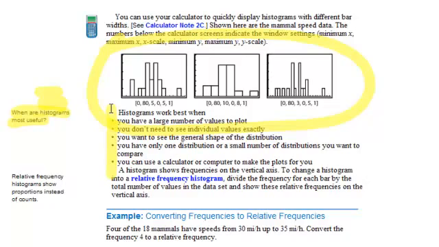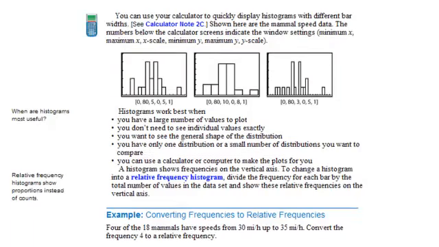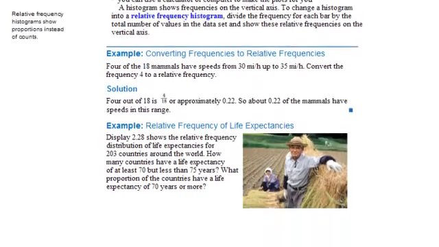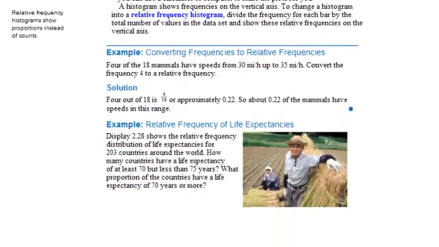Okay? It says to change a histogram into a relative frequency histogram, divide the frequency for each bar by the total number of values in the data set and show those relative frequencies on the vertical axis. Now, we're going to take a look at this example of converting the frequencies to relative frequencies, and I'm going to want to jump back and forth here just a second because the graph is actually on the next page, which obviously if you have your book open you can take a look at it.